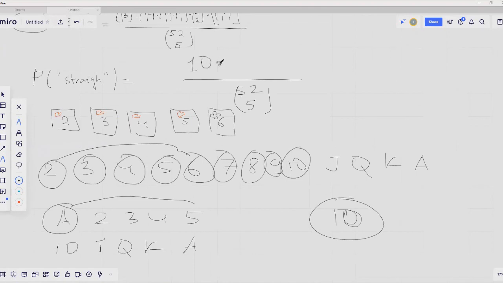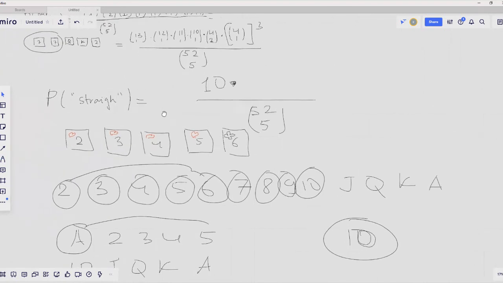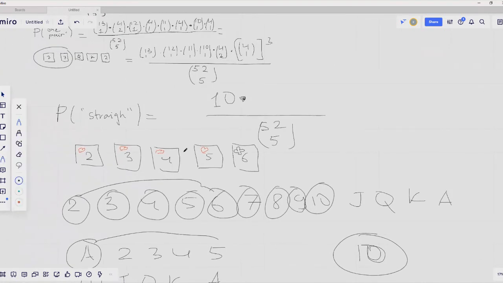10 multiplied by. Now, since we've chosen our starting point for the straight, let's choose the suits for those. Let's approach our problem in the following way. Let's start by assuming that all these 5 cards having the same suit is fine for now. So we have to choose suits for those 5 cards. This is going to be 4 choose 1 to the power of 5.